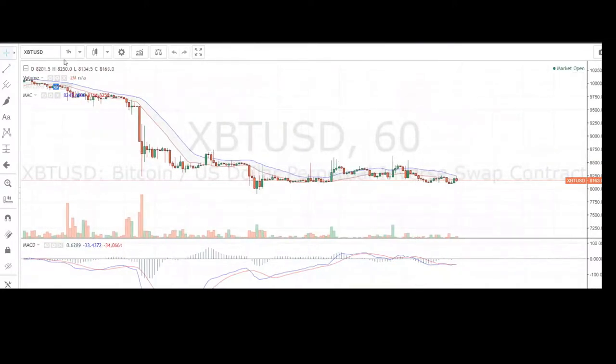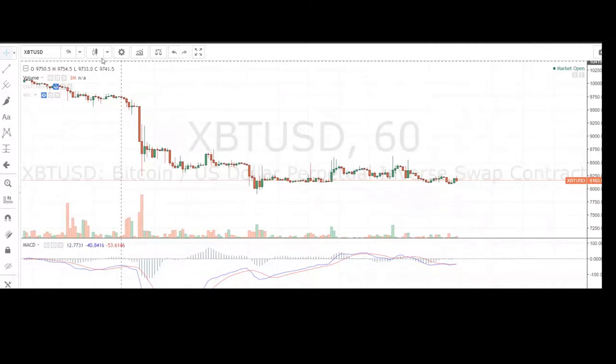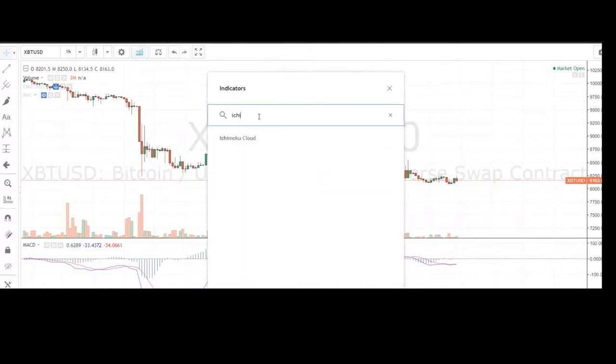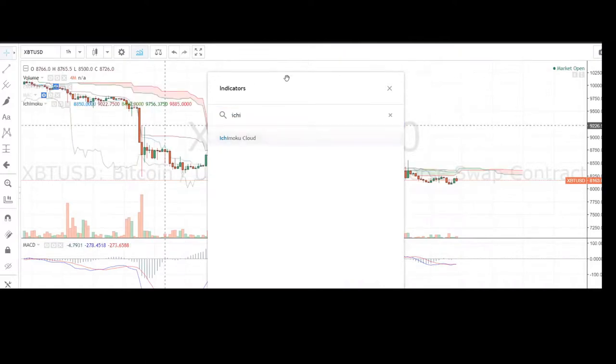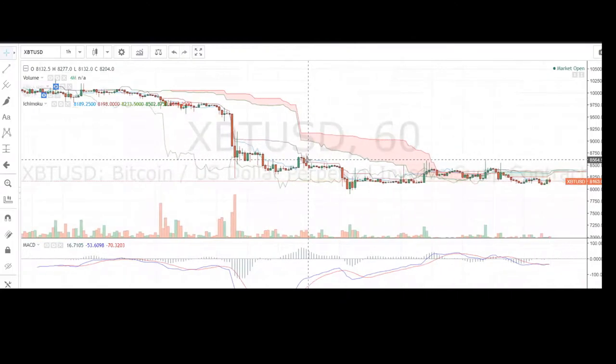So let me start up my Ichimoku. Like I said in the last video, we have different tabs on the chart. We have the time interval, we have the candlestick charts, the styles and bars, and we have the indicator. So for the indicator, I'm going to be typing Ichimoku Cloud. Okay, good.